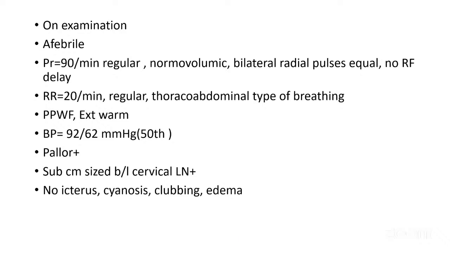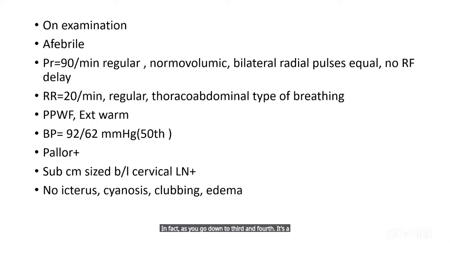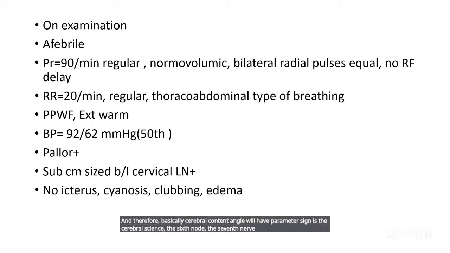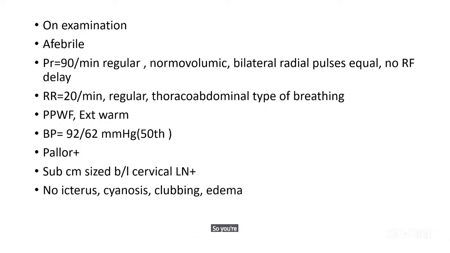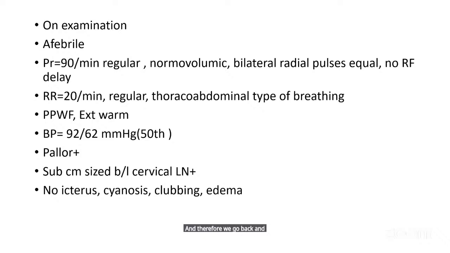How does the CSF pathway go down from the lateral ventricle to the third to the fourth? There is a fourth ventricle there. So there is an obstruction. In fact, as you go down to the third and fourth, it's a very compact situation in the posterior, lower cranial fossa, where multiple structures are there. And therefore, classically, cerebellopontine angle will have pyramidal signs, cerebellar signs, the sixth nerve, the seventh nerve, and also hydrocephalus. So you're getting exactly an entire picture. But what is more important is that all this tells us that this is not a 10 day story, this is a several weeks story. And therefore, we go back and say this must have started much earlier.